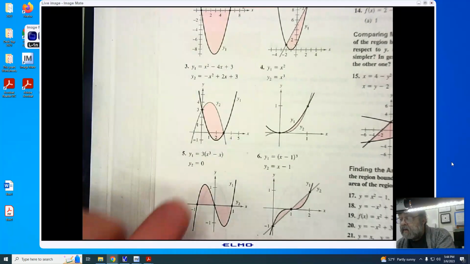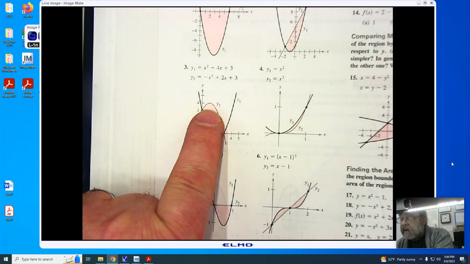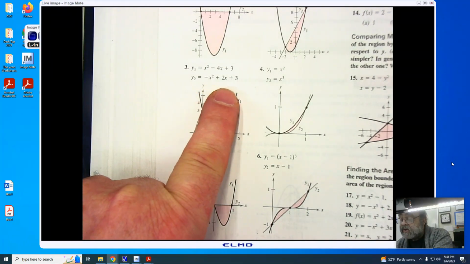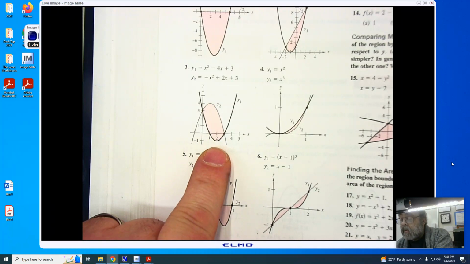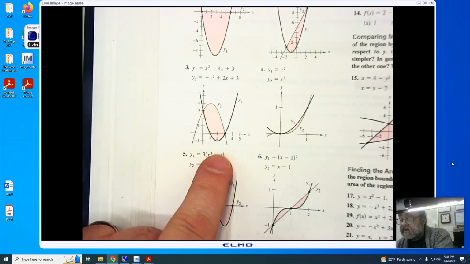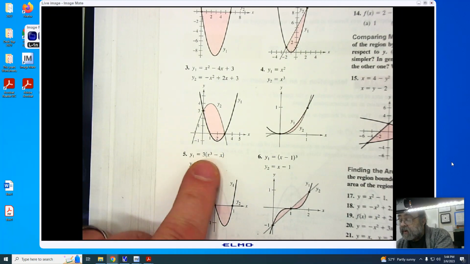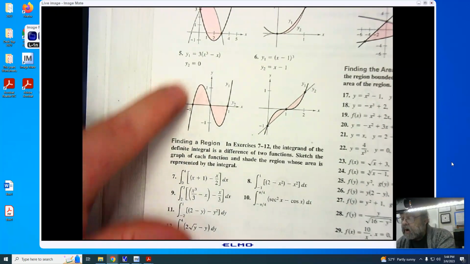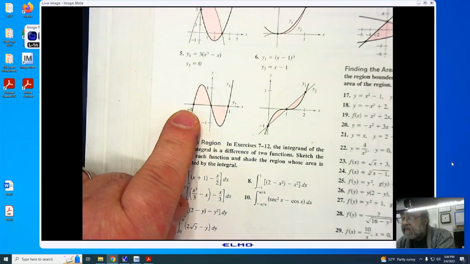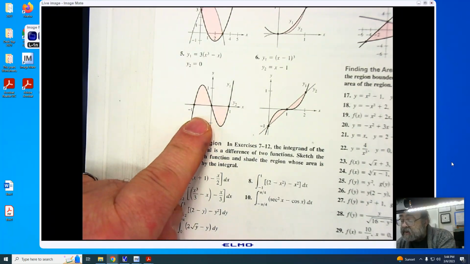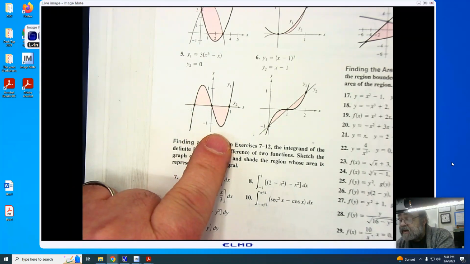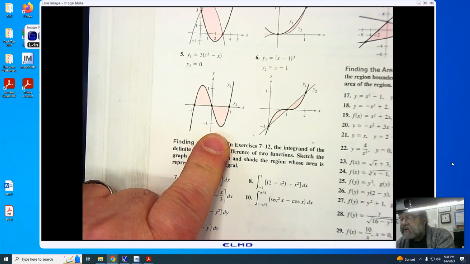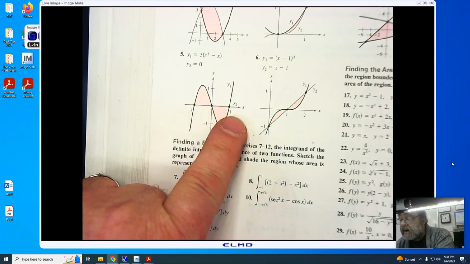In number 3, you'll notice we now have our y2 equation, which is negative x squared plus 2x plus 3, minus our lower equation, x squared minus 4x plus 3. And we're going from 0 to 3. In number 5, we're working with our cubic first, going from negative 1 to 0, minus the 0, and then we're going to do 0 minus the 3 times the quantity x cubed minus x, and that's going from 0 to 1. So let's go ahead and do these couple of problems.